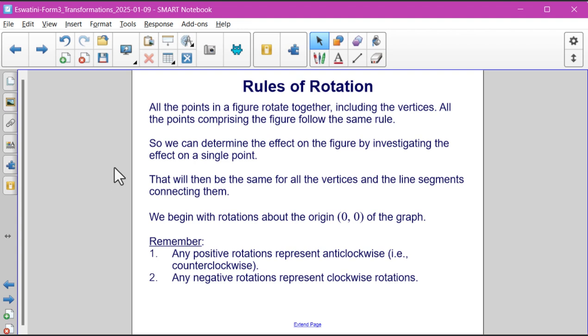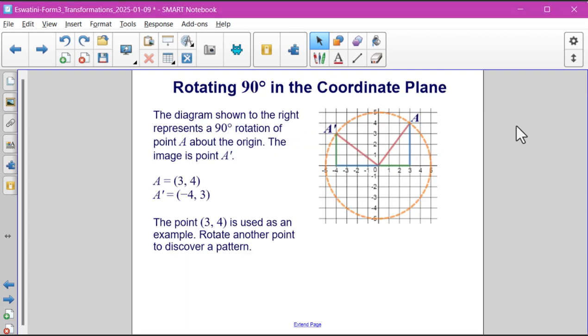We begin with rotations about the origin, or the point 0, 0 of the graph. Remember, any positive rotations represent anti-clockwise or counterclockwise rotations, and any negative rotations represent clockwise rotations. Let's begin by rotating 90 degrees in the coordinate plane.